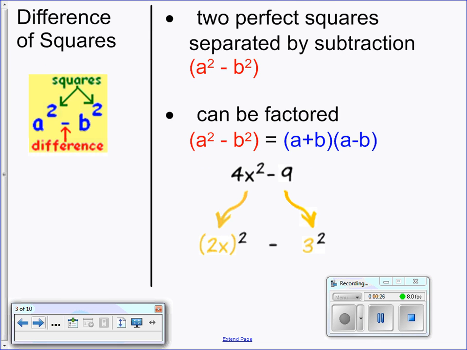Difference of squares means I have two perfect squares that are separated by a subtraction sign. And when I have two perfect squares that have a subtraction in between, I can simply factor them as a plus and a minus. When you do that, when you FOIL it and distribute, the middle term would drop out.